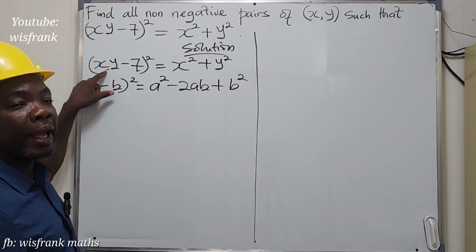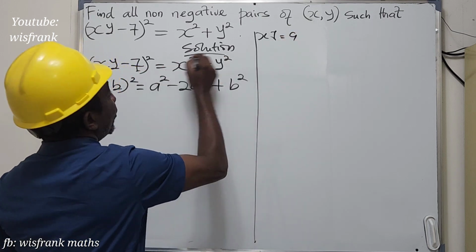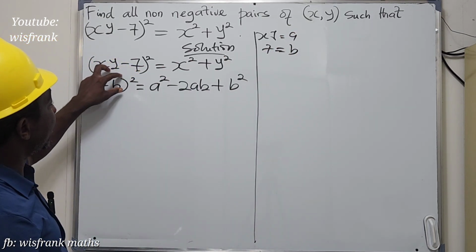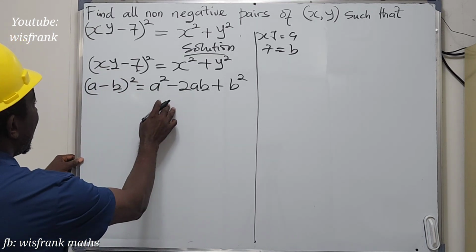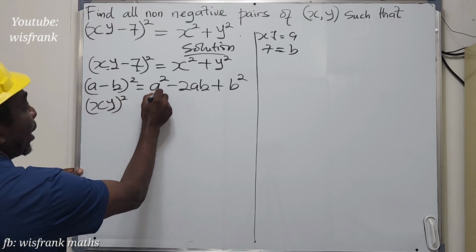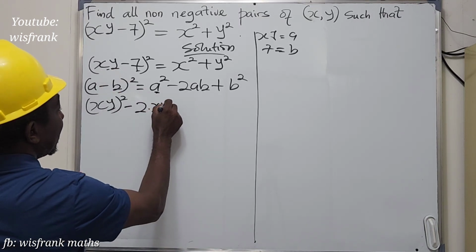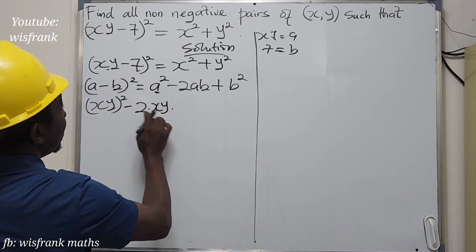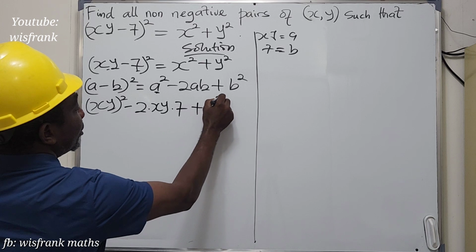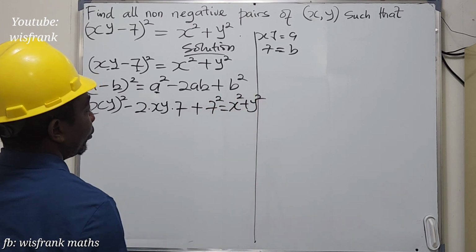So as we said, if xy equals a and also 7 equals b, expressing this in this format, we are going to have our a, which is (xy) all to the power of 2, minus 2 times a, our a is xy, times b, which is 7, plus b squared, our b squared is 7 squared, equals x to the power of 2 plus y to the power of 2.